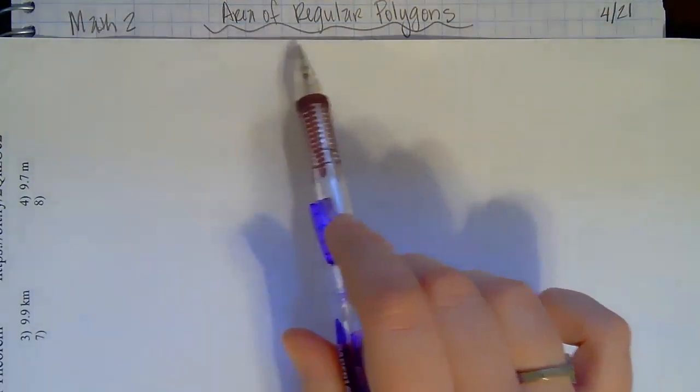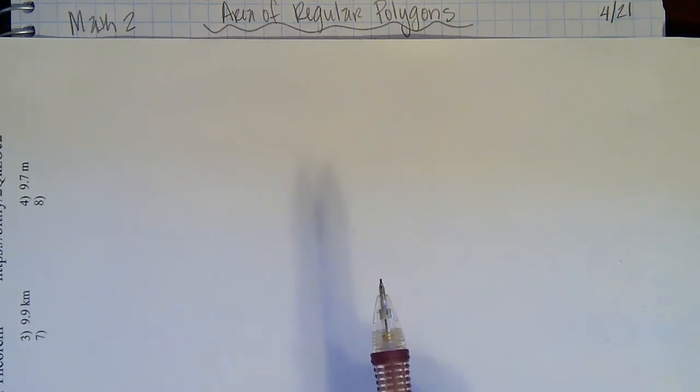Today we're going to look at the area of regular polygons. What you did yesterday was sort of a review of the past to get us ready for what we need to do today. And we're also going to be using what we learned about polygons a couple days ago last week. Okay, so let's go ahead and get started.